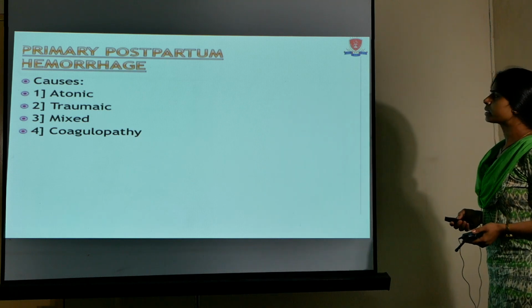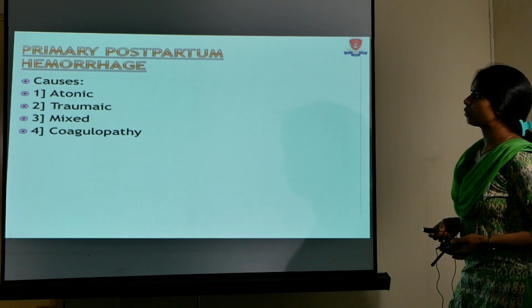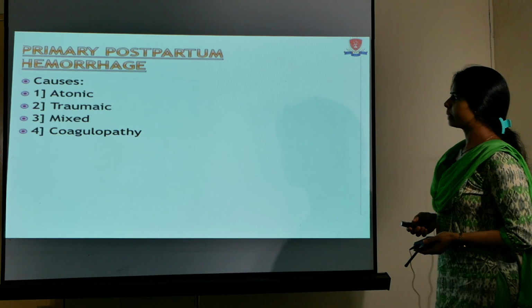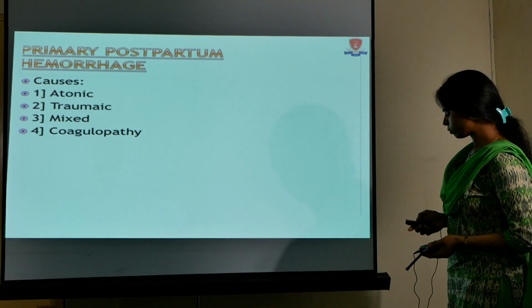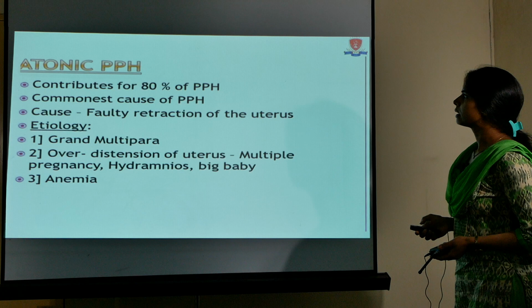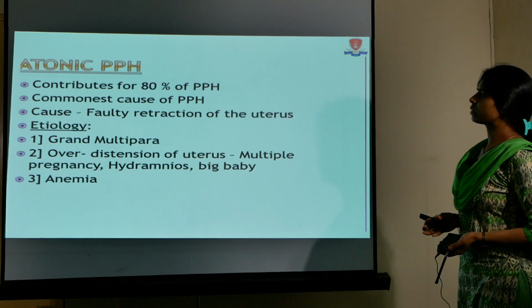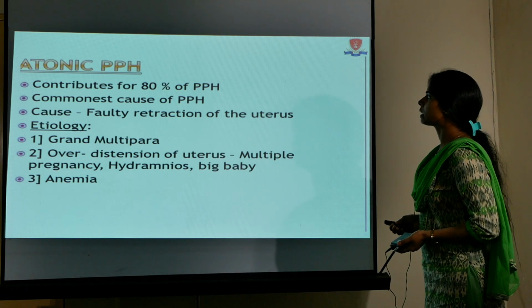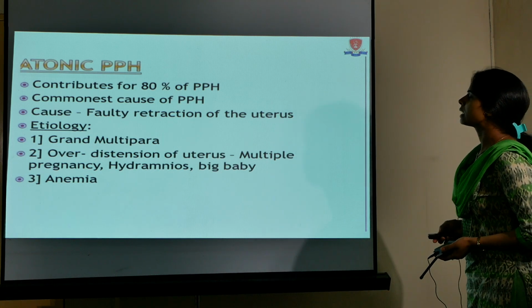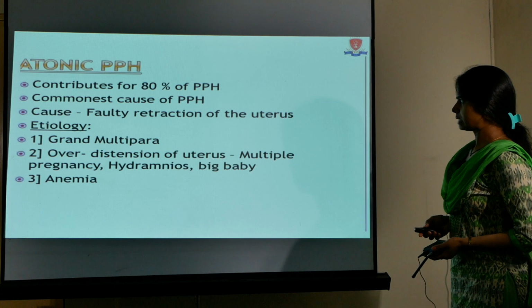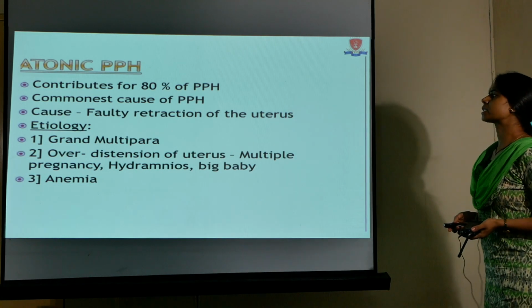Primary postpartum hemorrhage may be due to atonic causes, trauma, a mix of atonic and trauma, or a defect of coagulation. Atonic PPH is the majority of PPH. It contributes approximately 80% of the causes of PPH, and it is the most common cause. It is due to faulty retraction of the uterus.